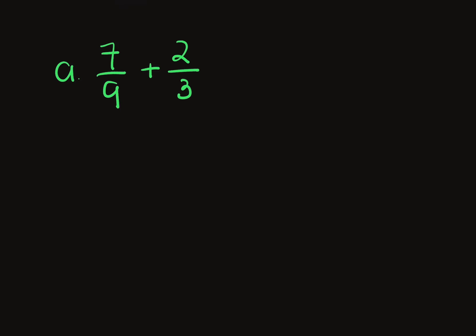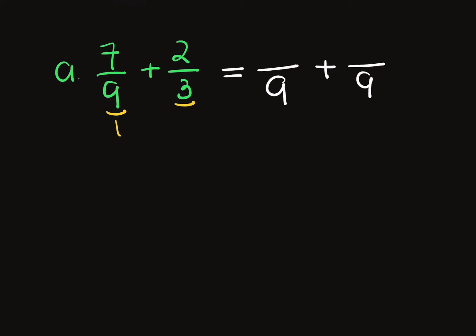When you look at these two fractions, we have to find the common factor for both denominators. We can see that we have 9 and also 3. The number that can be used as the common factor for both is 9, because 9 can be divided by 9, and 9 can also be divided by 3. Now we have to pair them together.